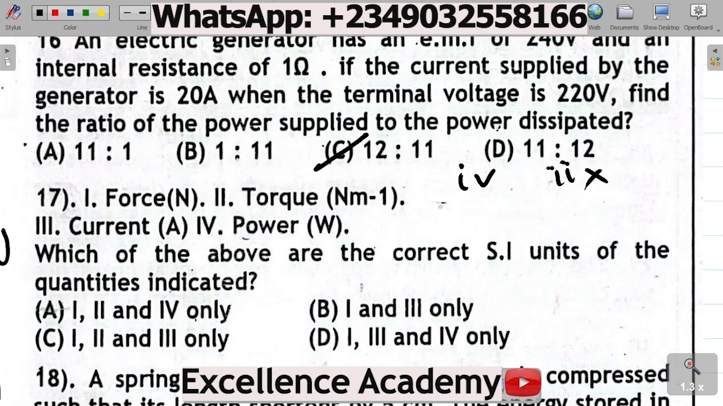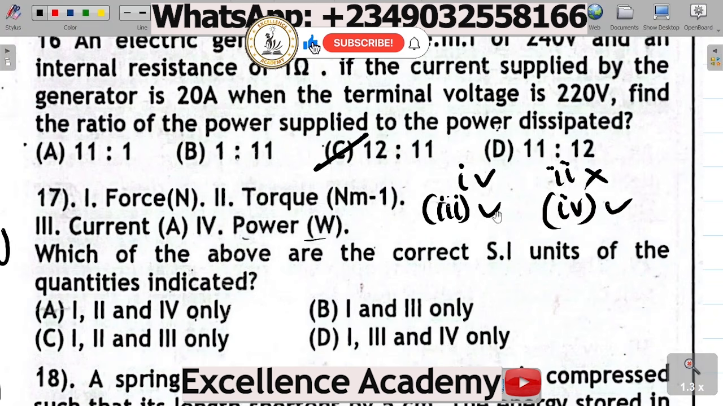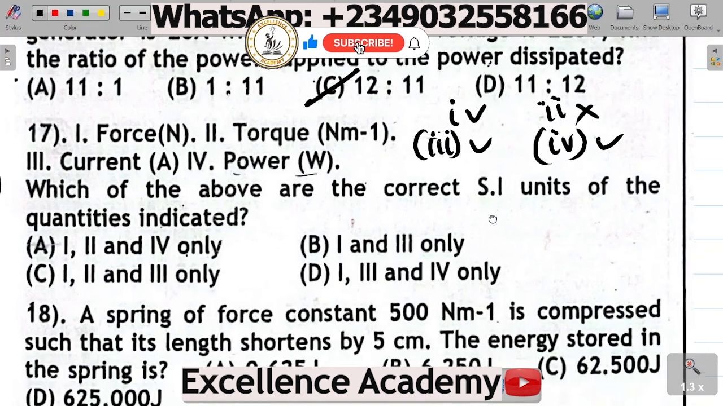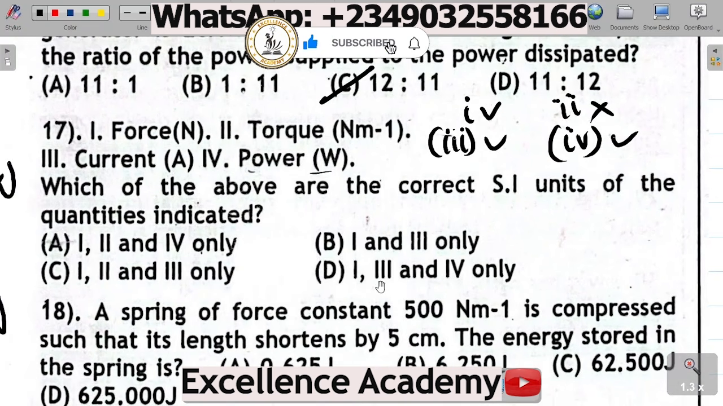Next up, III, we have current. Current is in amperes, which is correct. So III is correct. Then we have IV. IV there is power. Power is in watt. Watt is correct. That means the correct ones are I, III, and IV. So that's option D, I, III, and IV only. So D is the correct answer.